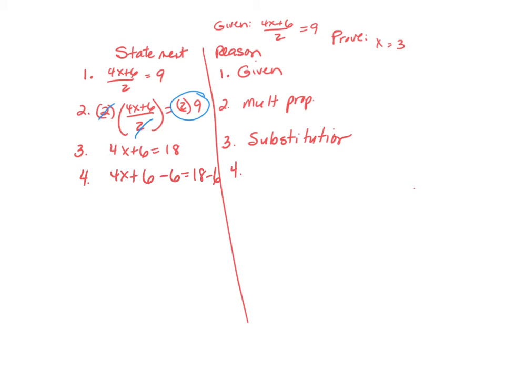What are we doing to both sides of the equation on that one? We're subtracting 6. That's what we added to get from here to here. So this is subtraction. And subtraction looks a lot like substitution, but they have different letters. 4x equals 12. What did we do there to get from here to here? Cleaned it up. So what is that reason?